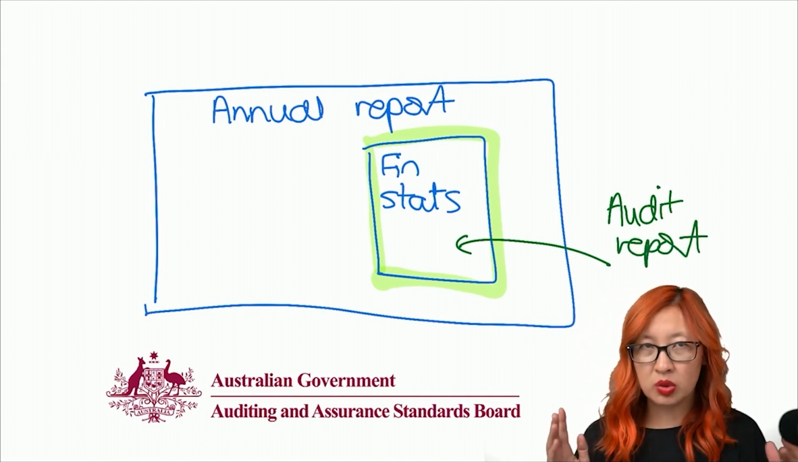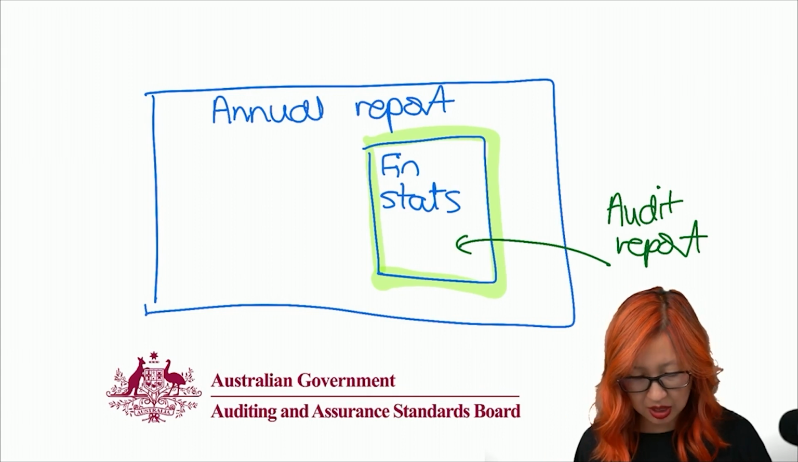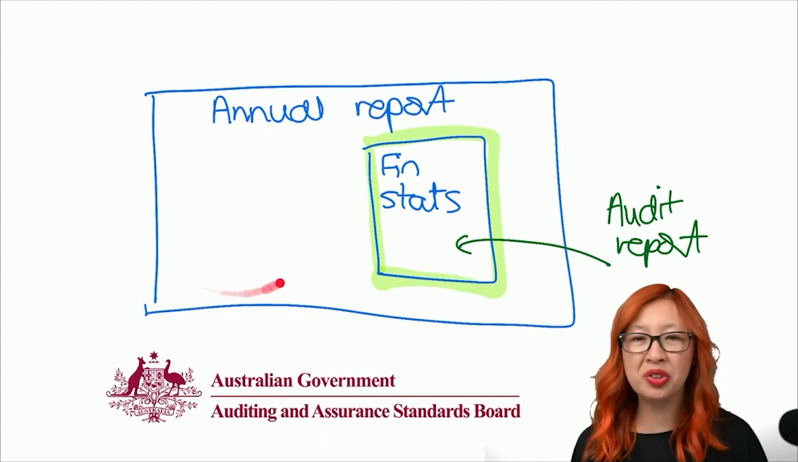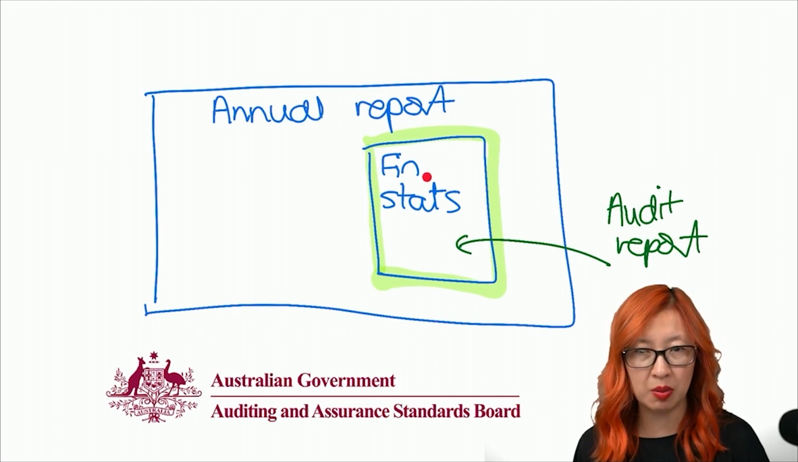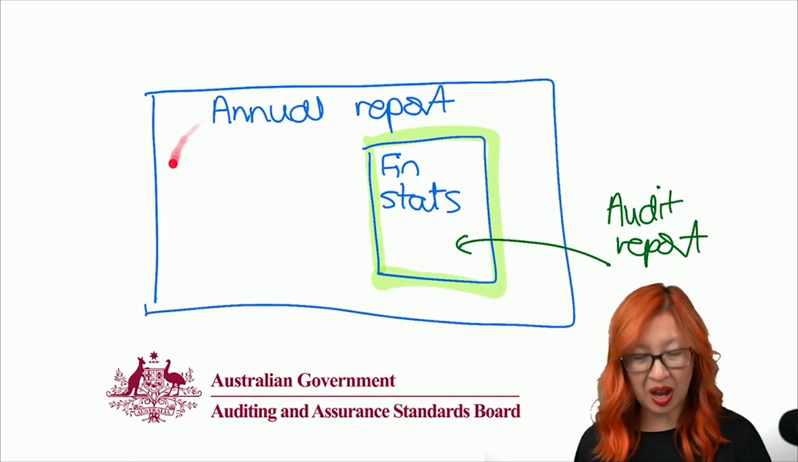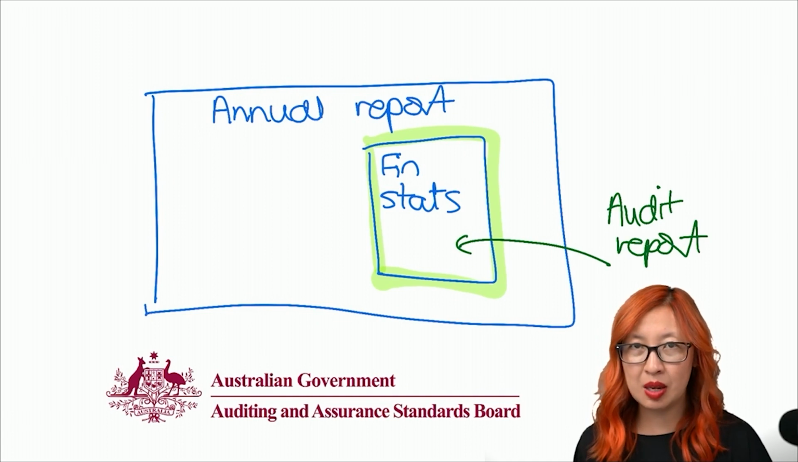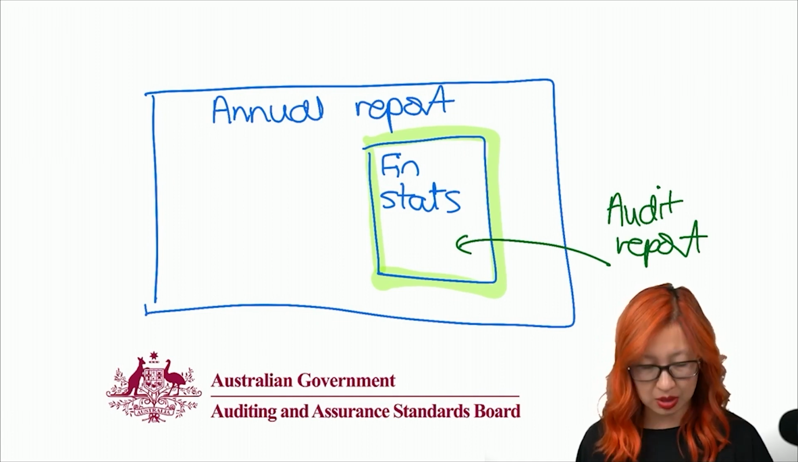So today, what we're going to be looking at is what happens with all the other information. We audit what's in here in the financial statements, but what do we need to do about all of this? Let's skip ahead to the actual standard requirements.